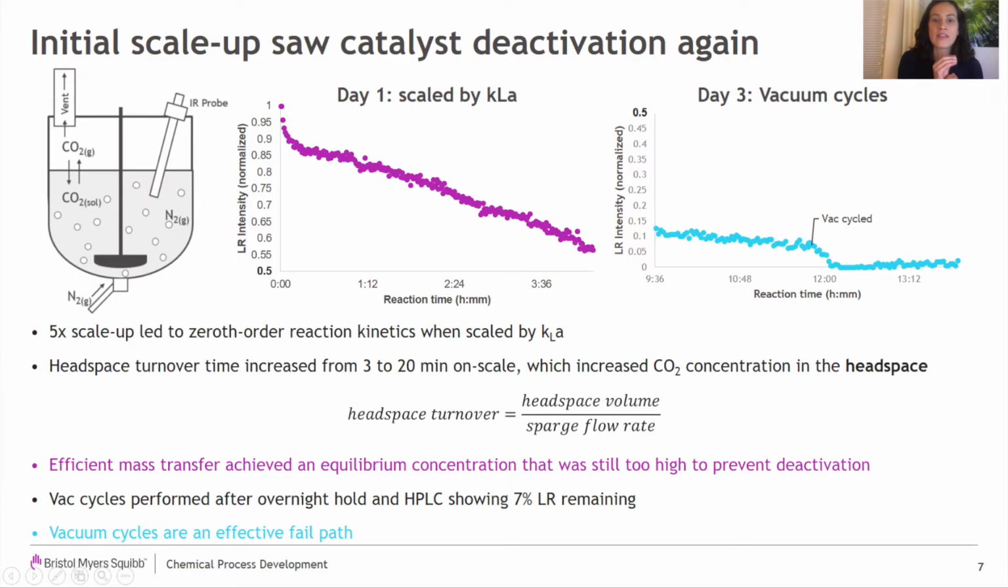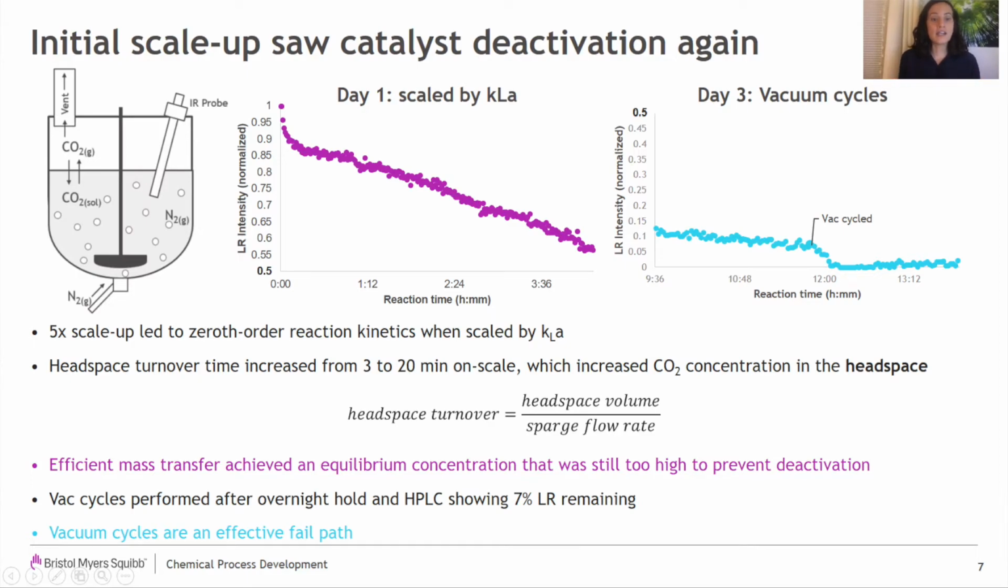And you saw that at the 12-hour reaction mark, that's taking out the time that we're cooling. That's just at elevated temperature with sparging. We're at 12 hours. We still had 7% limiting reagent remaining. At that point, we vacuum cycled, where we pulled vacuum and then backfilled with nitrogen 3 times, and then saw quick conversion down to full conversion of the limiting reagent.